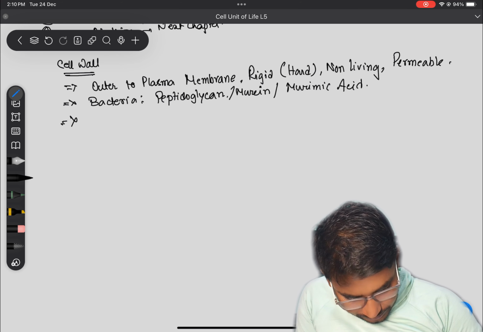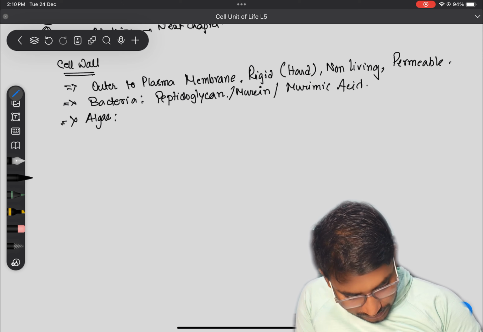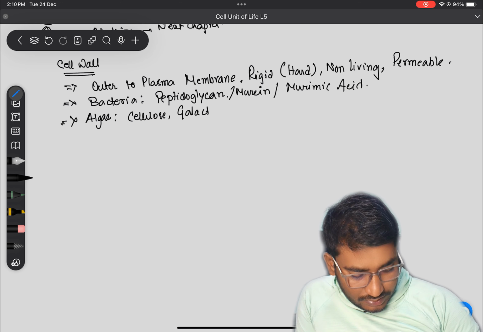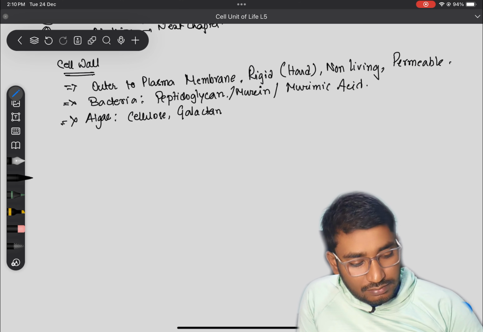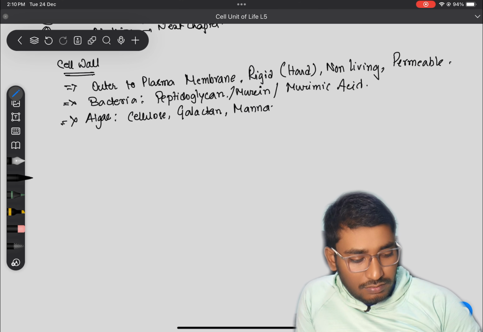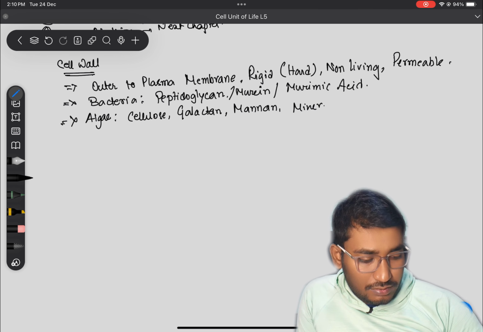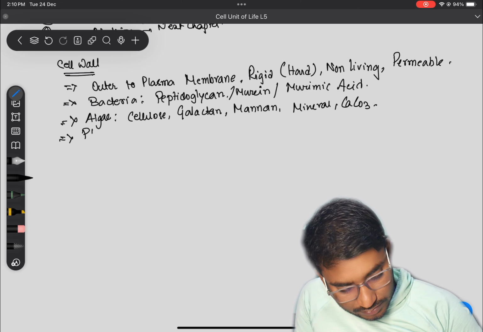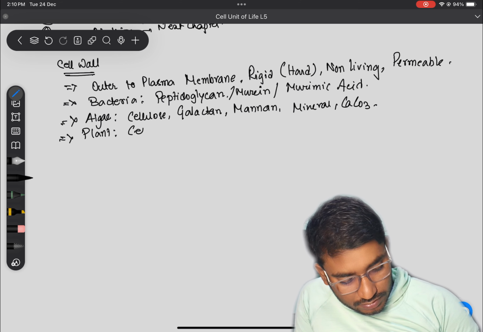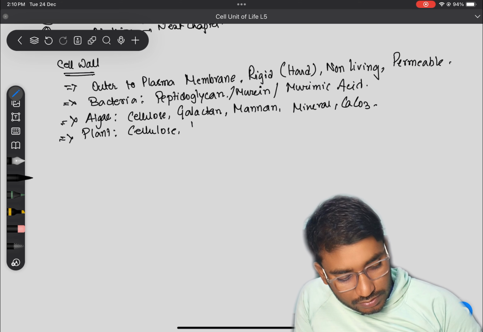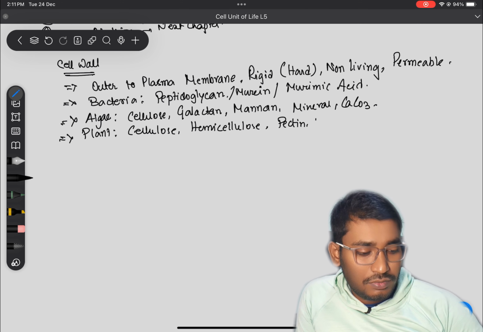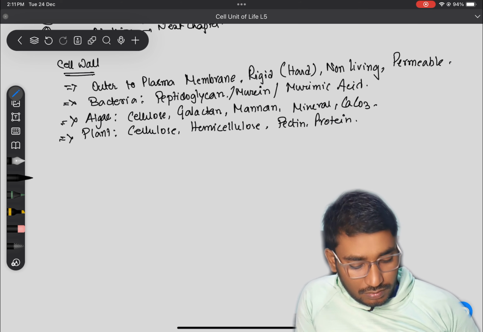Next one is algae. Algae contains cellulose, galactan, mannan, and mineral calcium carbonate. Next comes plant: cellulose, hemicellulose, pectin, protein. Okay.